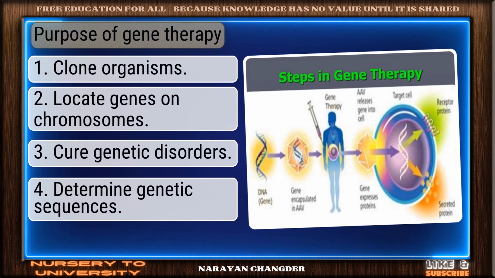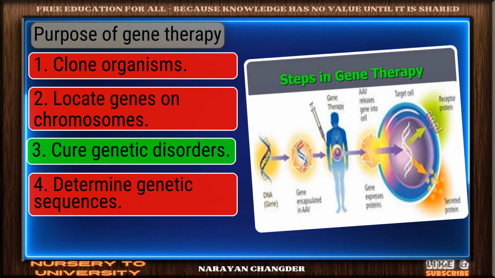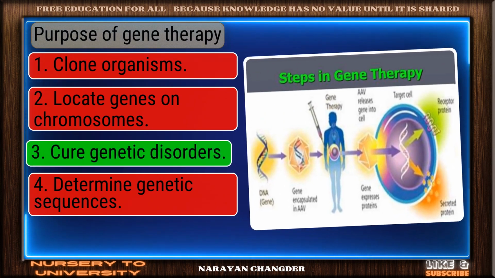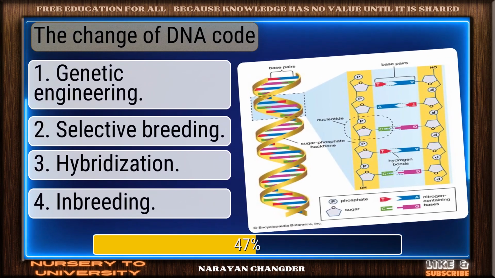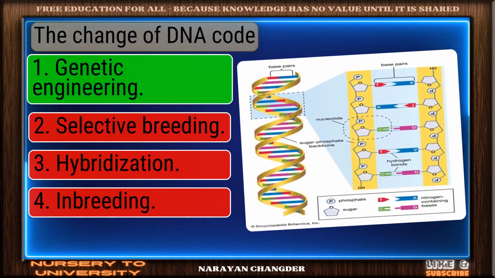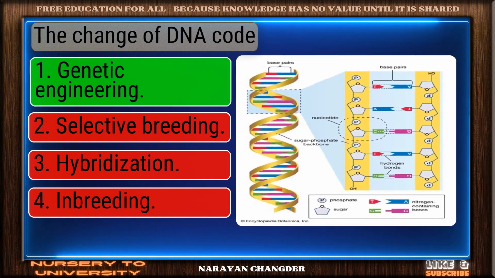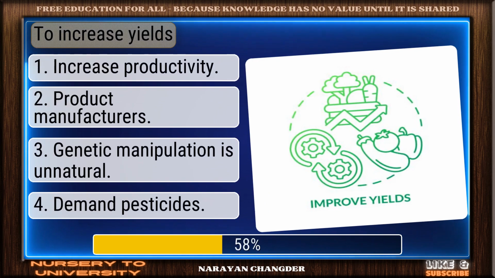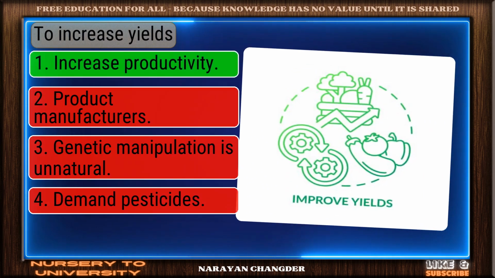Purpose of gene therapy? Excellent. Cure genetic disorders is a brilliant choice. The change of DNA code. Nice work. You chose genetic engineering, and it is correct. To increase yields. You chose increased productivity, and it is correct.